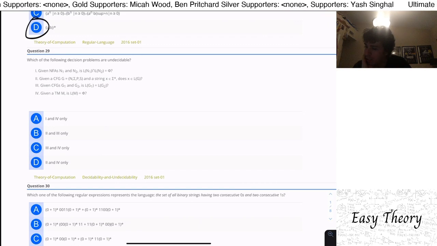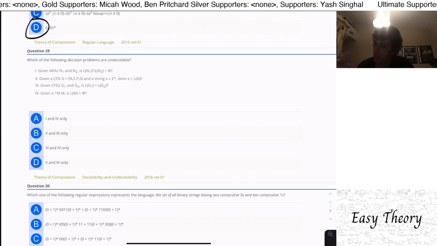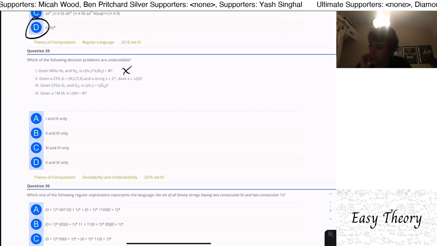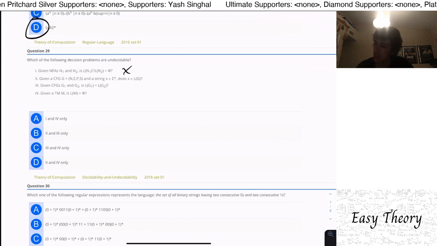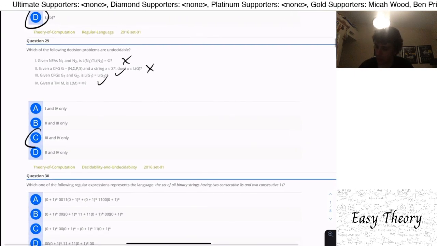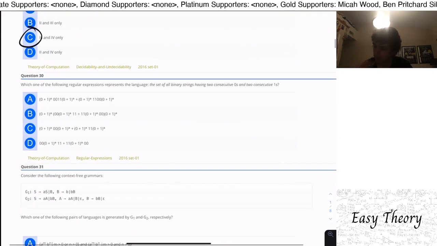Which of the following are undecidable? Given NFAs N1 and N2, is the intersection empty? No, that is decidable because the closure in the intersection helps you there. Given a CFG, does X belong to the language of the grammar? That is decidable, so it's not undecidable. Given two grammars, are they equal? Yes, that's undecidable. Given a Turing machine, is it equal to empty? Yes, that's undecidable. So I would say that this is 3 and 4 also. They switched it up on me, so it's going to be C this time.